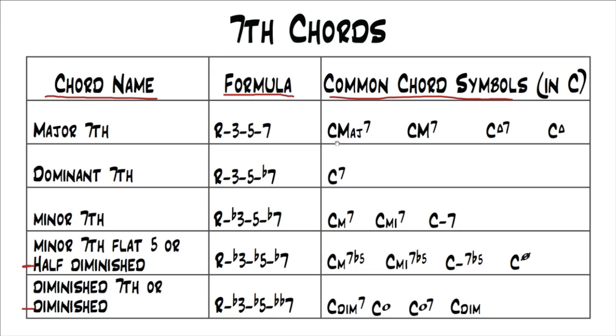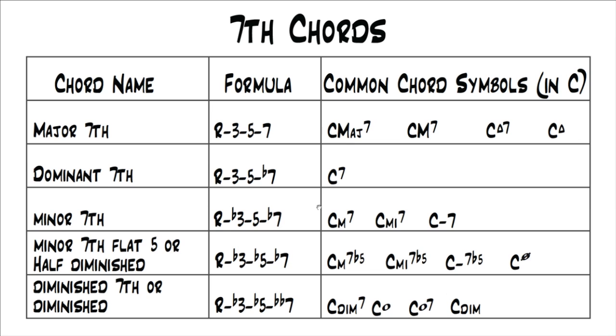But for example, a C major 7th you could see written this way, but you could also see it written this way with a capital M and a 7. Or you could see it written this way with a little triangle here and a 7. Or you could see it written this way with just a triangle, and that would still represent a C major 7. So all those would represent C major 7 if you saw those on a chart. And usually I'll use this one. It's just the one I like to use.